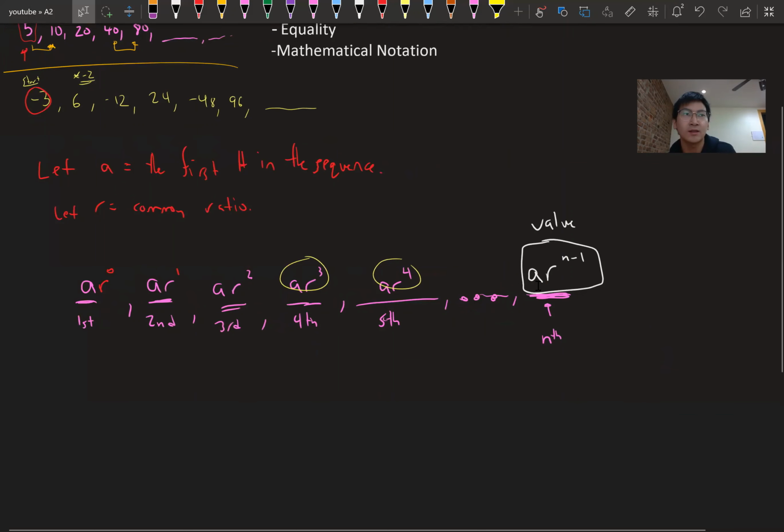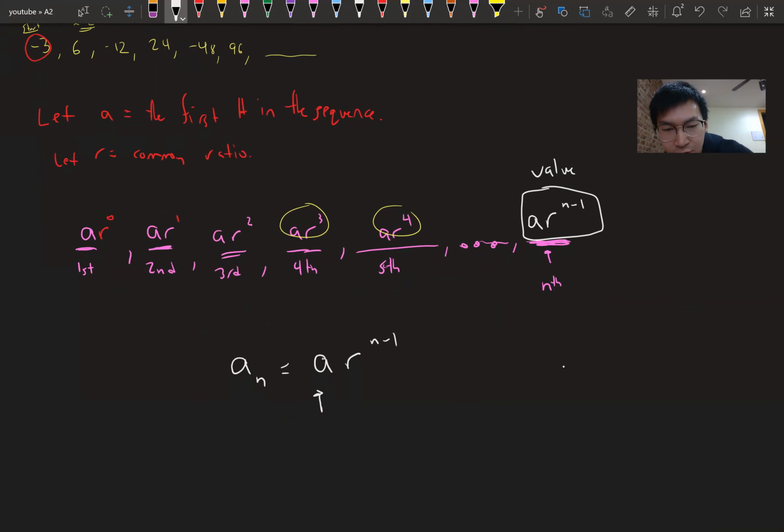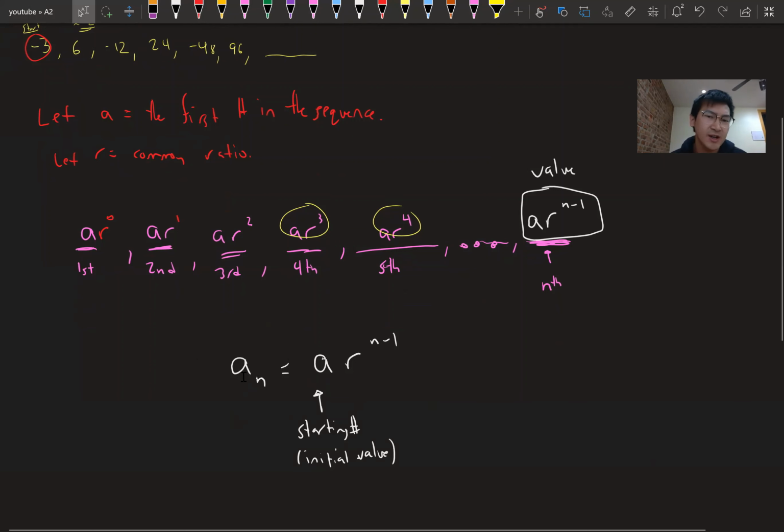And then usually they write this formula as an equation where they say a sub n is equal to a times r to the n minus 1, where a is your starting number. Sometimes they call this the initial value. In computer science, sometimes they call this starting number a seed. So you could think of it as you start with the seed and then it grows or something like that. I think that's more intuitive. Also, different notation: sometimes they call this a sub 1. It's equivalent to this.